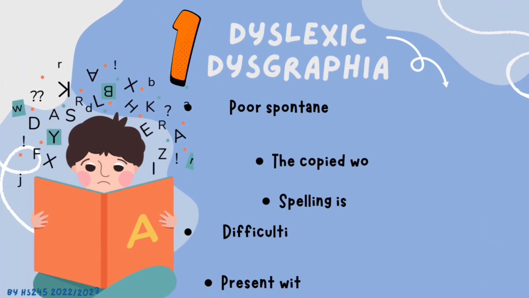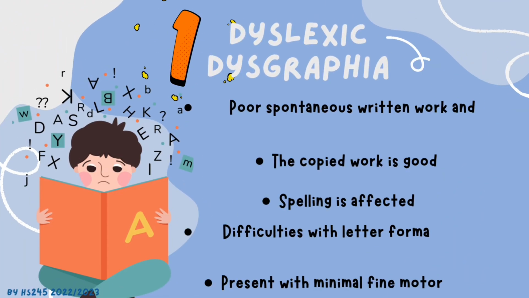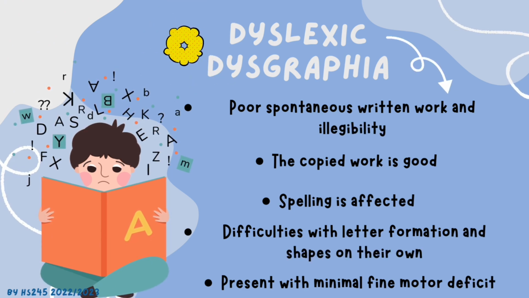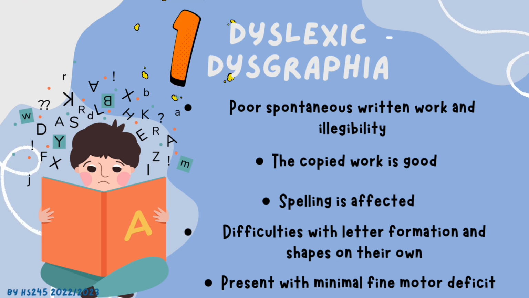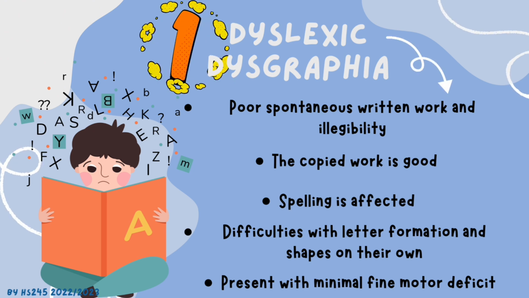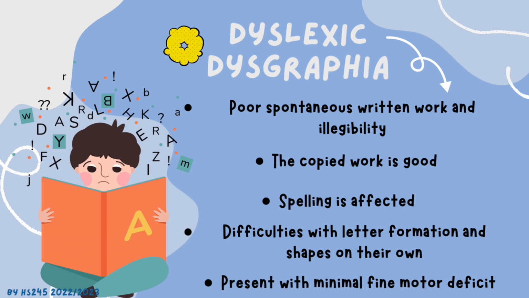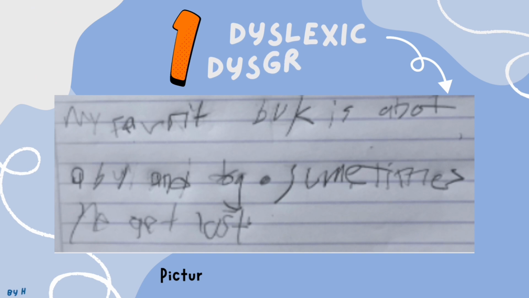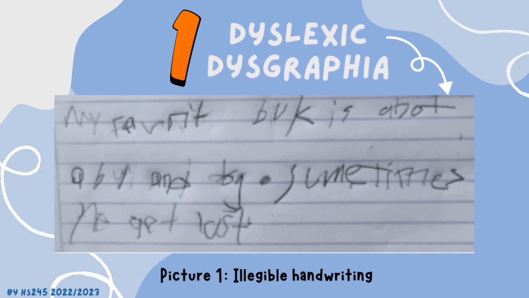According to Emily Finn, there are 5 types of dysgraphia, and a child can present with more than one type of dysgraphia. The first type is dyslexic dysgraphia. Children with dyslexic dysgraphia may present with poor spontaneous written work and illegibility, but the copied work can be good. However, the spelling typically is affected. The children have difficulties with letter formation and shape on their own and present with minimal fine motor deficit, but usually the speed and dexterity for fine motor speed tend to be normal. This is an example of an illegibly written word in dyslexic dysgraphia.